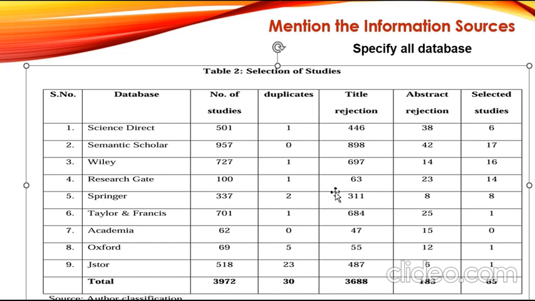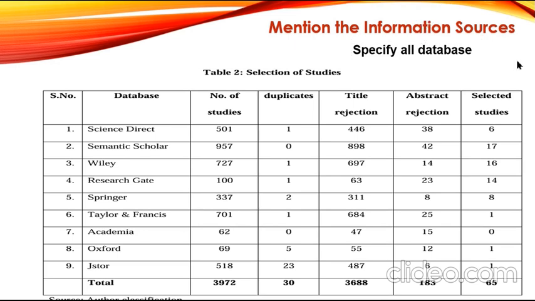Then among the duplicate studies, I found that 30 studies were removed. Okay. Then title rejection, then abstract rejection, then selected studies. Like that you should explicitly provide the screening process of your literature search in this table. Then only you have the clarity and the confidence that what I have done is right and not wrong. You gain the confidence and you can teach your fellow friends, right?